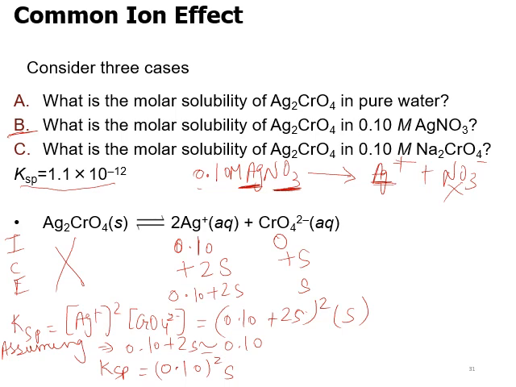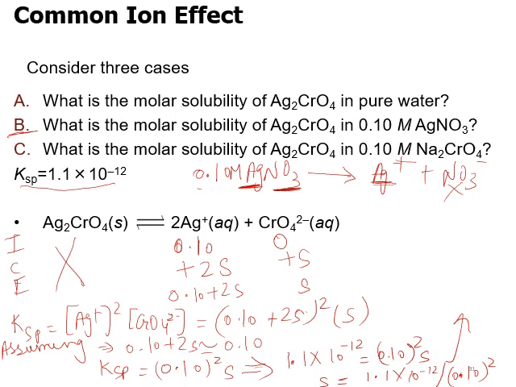Right, now we are just going to use this to solve for s, where Ksp is 1.1 times 10 raised to the power minus 12 equals 0.10 squared times s. So s is going to be 1.1 times 10 raised to the power minus 12 divided by 0.10 squared. And if you solve for this, it would give you an answer of 1.1 times 10 raised to the power minus 10 molar. Okay, this is minus 10.